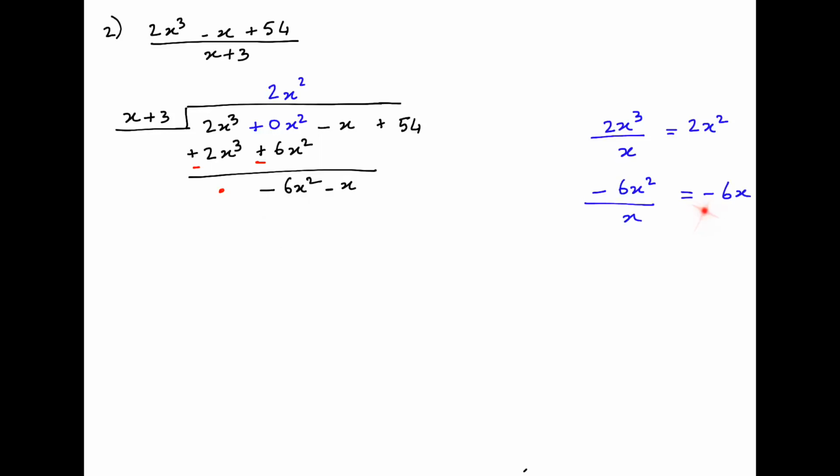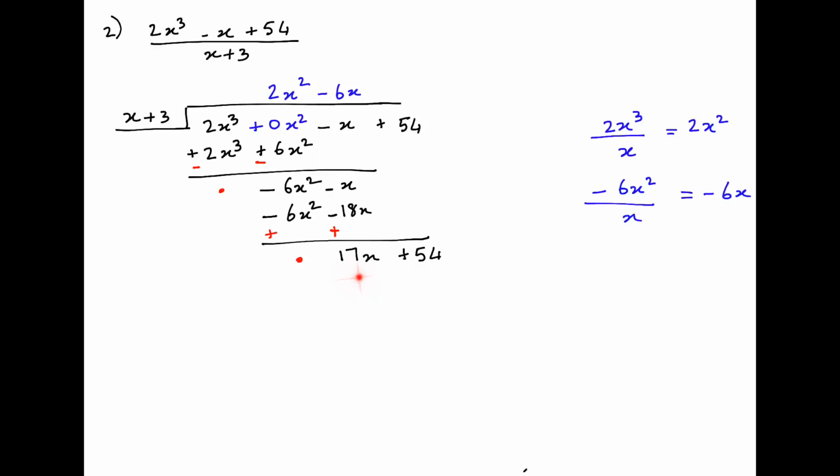So you will get negative 6x. 2 minus 1 will give me 1 and the negative 6 is there. Multiply negative 6x with x plus 3 and the result will be negative 6x square. 3 times negative 6 will give me negative 18x. Change the signs and you will notice that this is cancelled, and negative 1 plus 18 gave me 17x, and I brought down the 54.